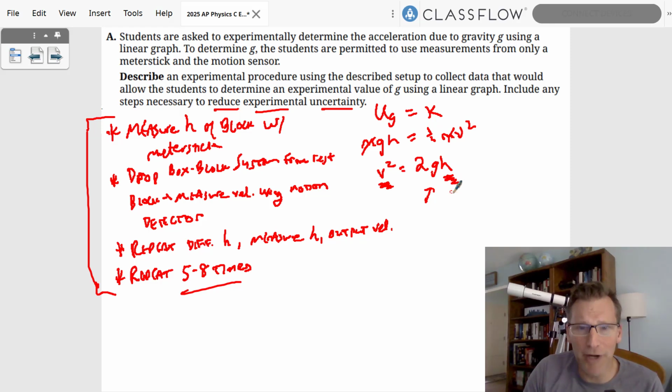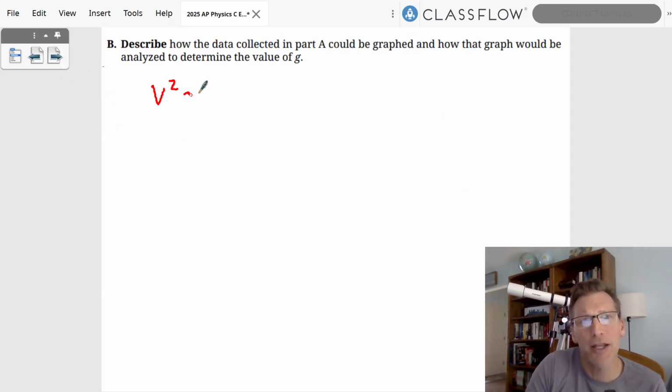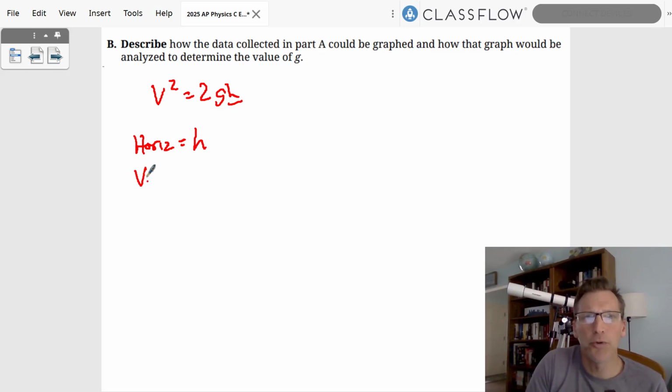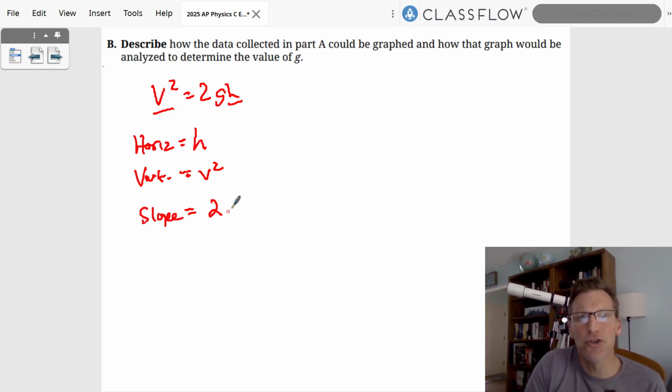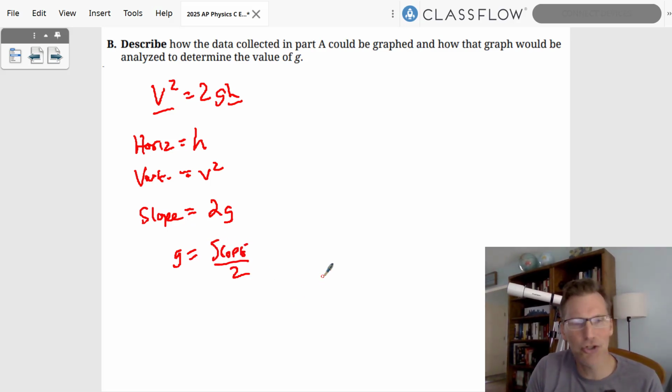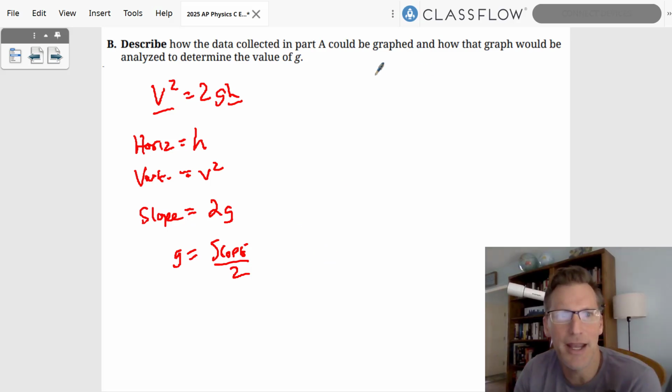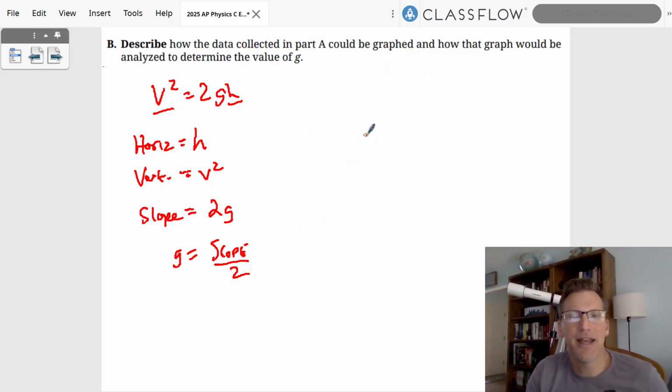Now, what are we going to graph is what they're going to ask next. And you can see we have our v squared equals 2gh, which means, what are we going to graph on the horizontal? We're going to graph this height. What are we going to graph on the vertical? We're going to graph v squared. And what is our slope going to be equal to? 2 times gravity, which means gravity is going to be equal to the slope divided by 2, 1/2 of the slope. And that is describing how we would do that data right there.